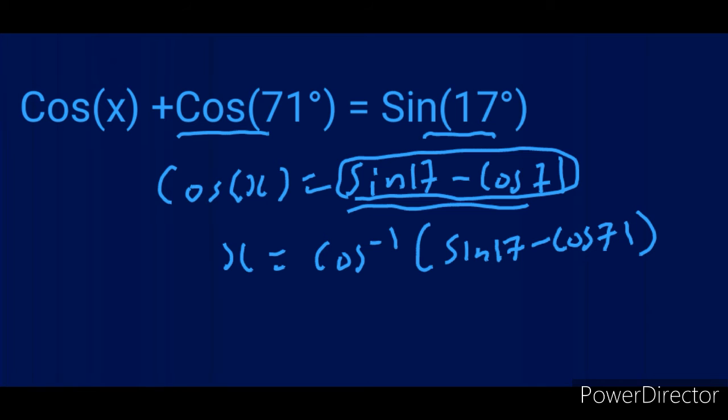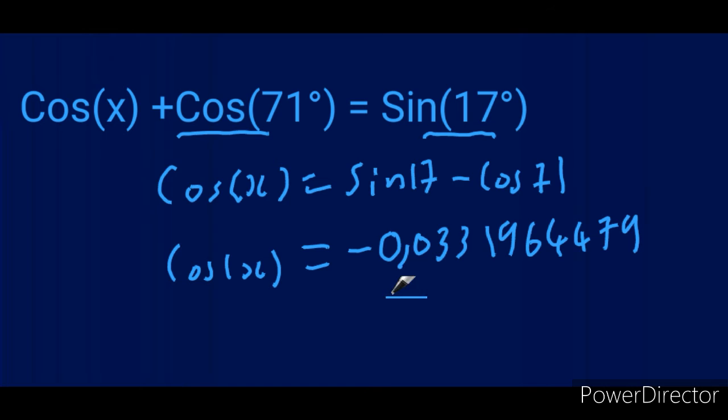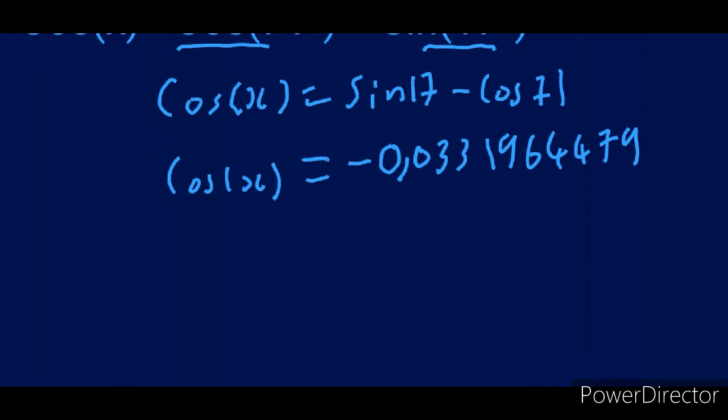So if we choose to instead write this in decimal places and say inverse cos later, we'll end up having minus 0.0331964479. So this is what you're going to have. Then from there, you can use inverse cos. So then you can say x is equals to inverse cos or arc cos, this stuff. So it's just the same stuff.